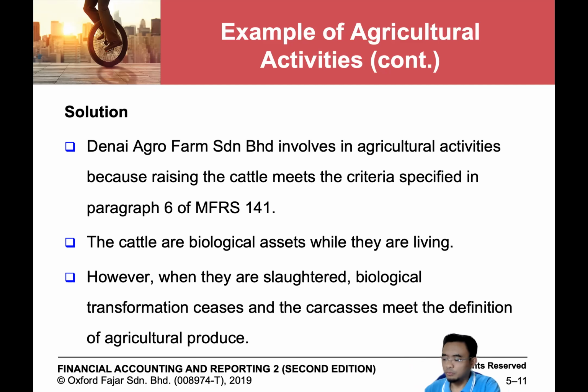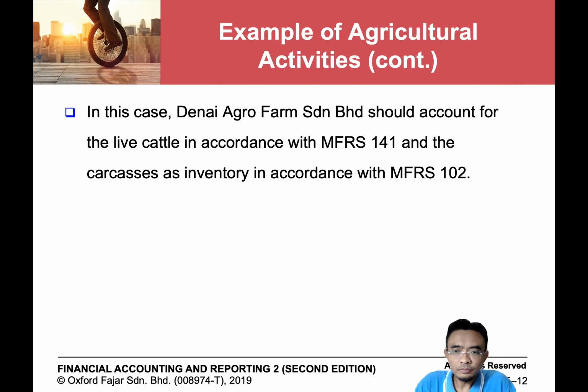Alright, so you can see the difference between biological assets and agricultural produce. The agricultural produce, as long as it is attached to the biological asset, will be considered as biological asset. But once we have harvested, once the produce has been detached, it will not come under MFRS 141 anymore. So it will come under inventory. So we are using MFRS 102.